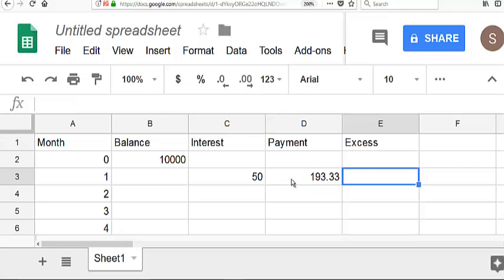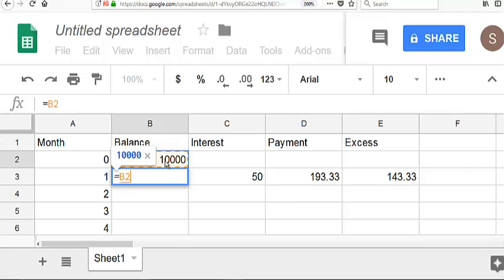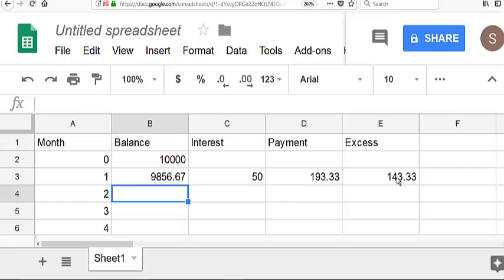$193.33. And therefore, the amount that we pay in excess of the interest is how much we're going to reduce the balance by. So we take the payment and we subtract the interest. That's $143.33. That allows us to take the previous balance and subtract that. So we're reducing the principal on the loan, or the amount that's on the loan. So this is $9,856.67.